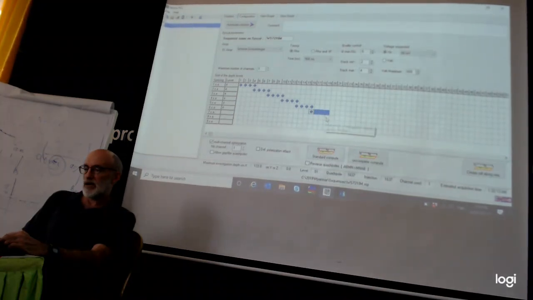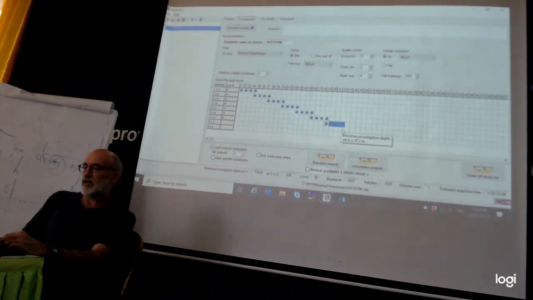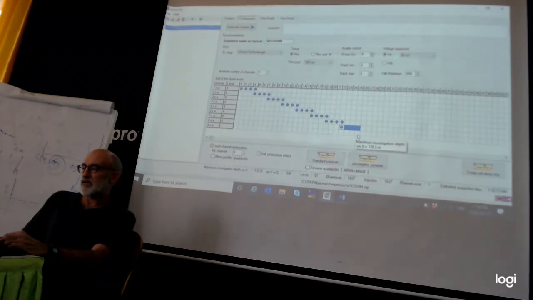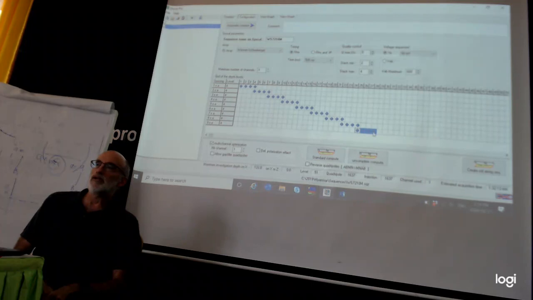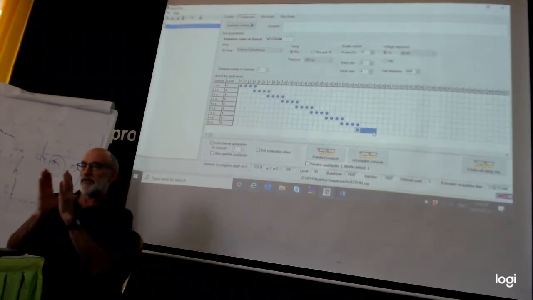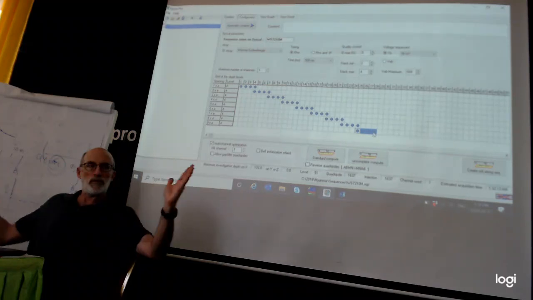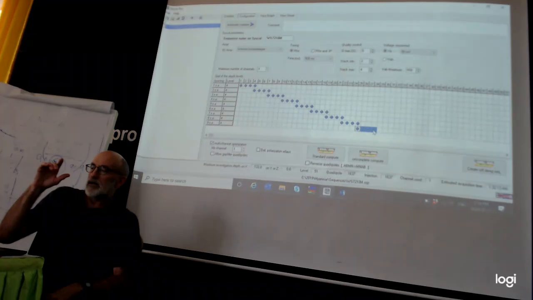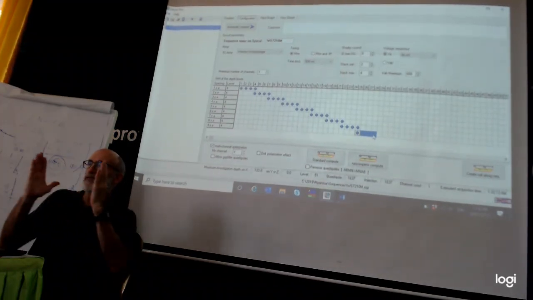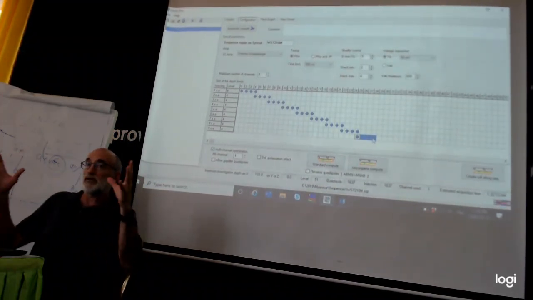Yep. I'm just showing what to do if they get weak. If they get weak signals, low potential voltage, then it's better to get the spacing wider. But if you expand the spacing, you get less resolution.